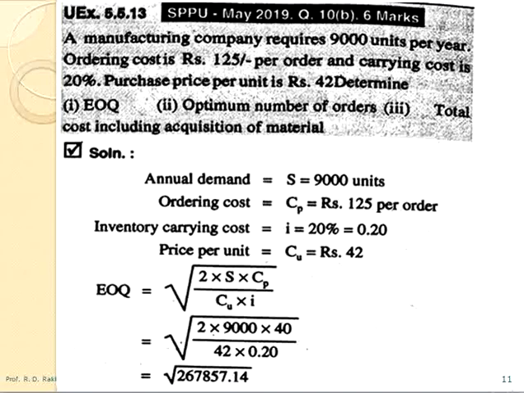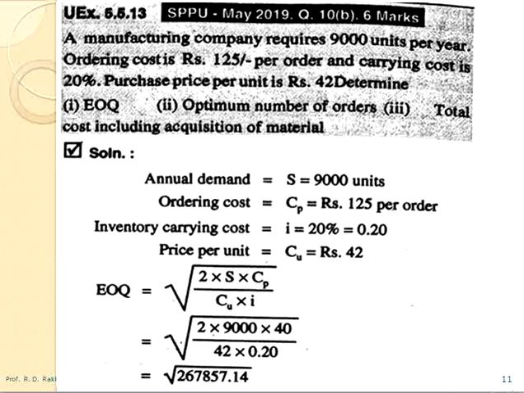Next question asked in SPPU May 2019 for 6 marks. A manufacturing company requires 9000 unit per year, that is S equal to 9000, that is annual demand. Ordering cost is rupees 125 per order. Ordering cost Cp 125 and carrying cost is 20%, that is I, 20%, 0.20.